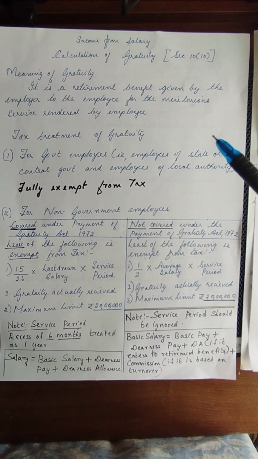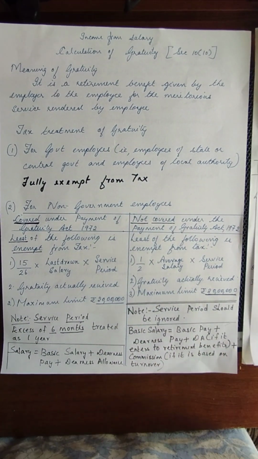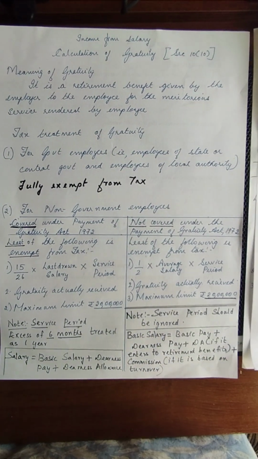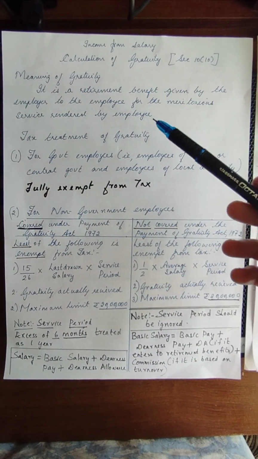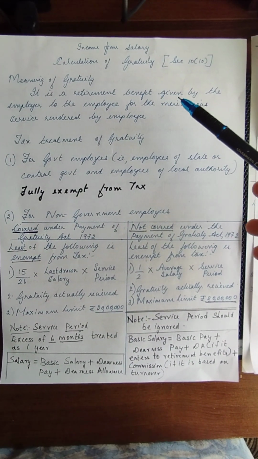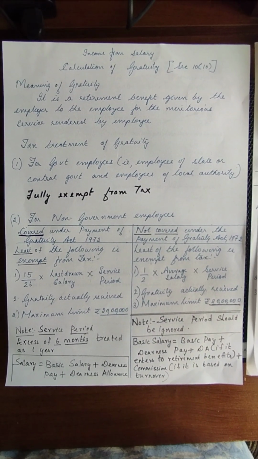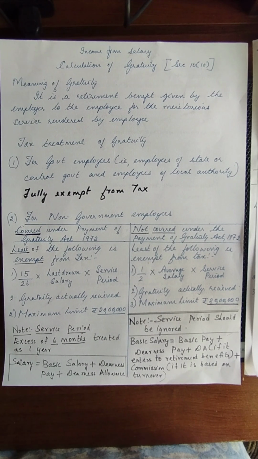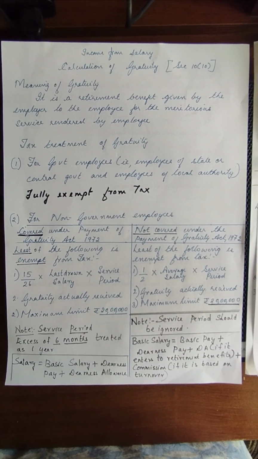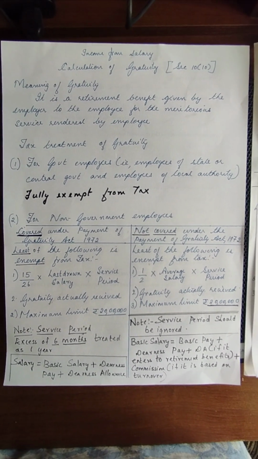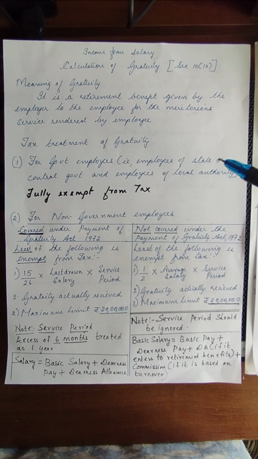Hello everyone. The concept to be explained today is with regard to calculation of gratuity, which comes under section 10, subsection 10. So here, what is the meaning of gratuity? It is a retirement benefit which is given by the employer to the employee for a service which is given by the employee. So once an employee is working in an organization and has reached above 5 years, from the 5th year onwards, he'll be given a gratuity.